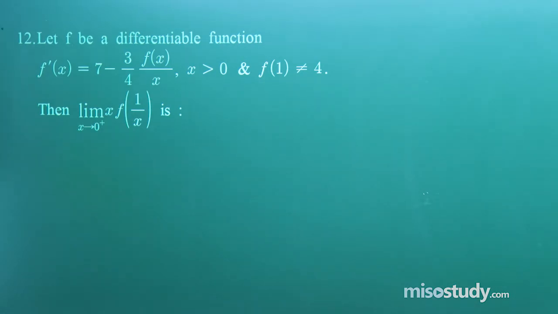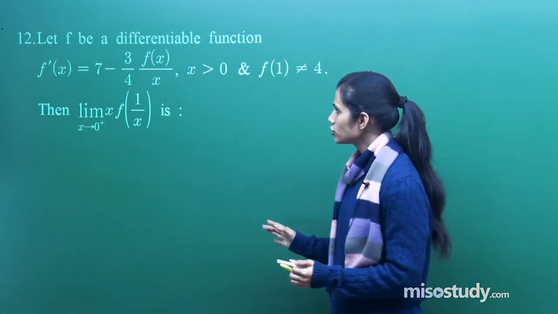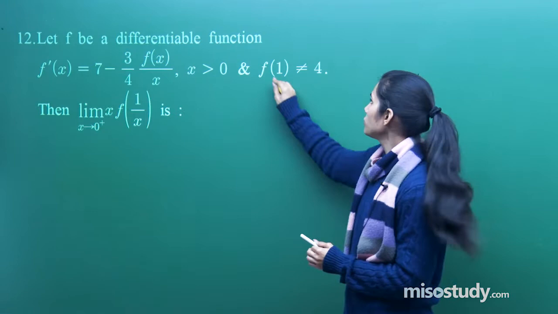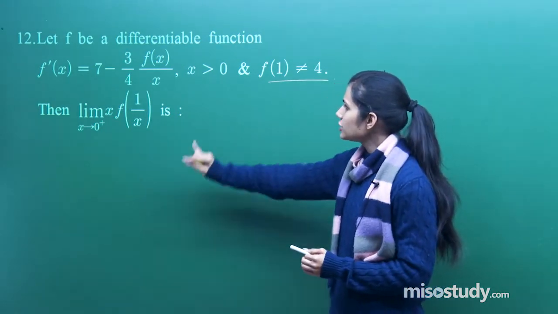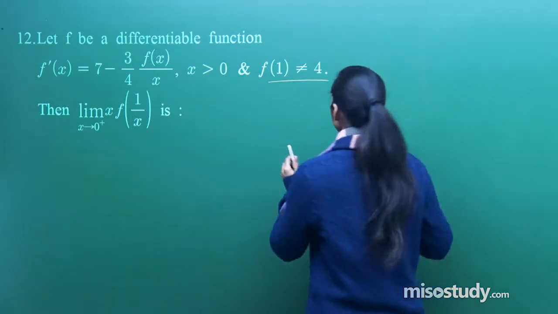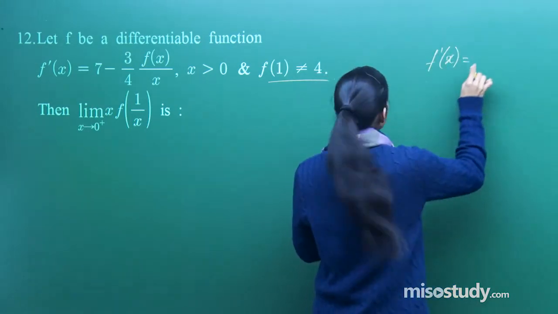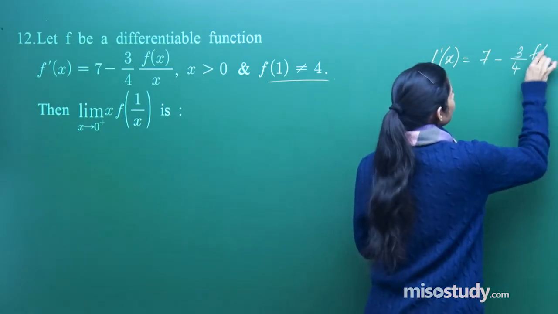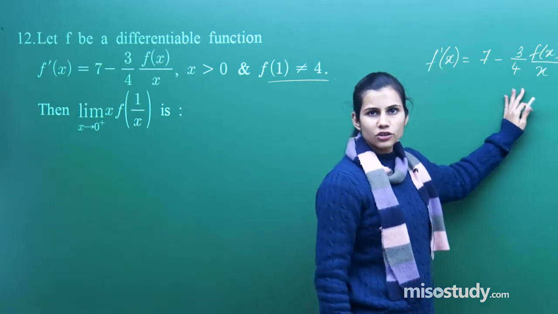This is a superb question, great question. It says that let f be a differentiable function. F dash x is given to you, x positive, and f of 1 is not equal to 4. Then evaluate limit x tends to 0 from the positive side of x into f of 1 by x. Just look at this question, how beautifully it says f dash x is 7 minus 3 by 4 fx upon x. X is positive, that is why it's written in the denominator.